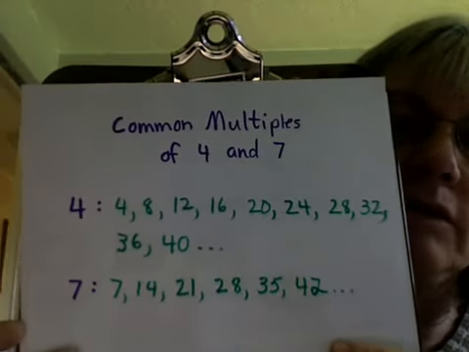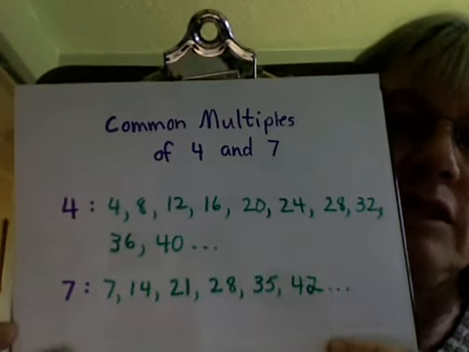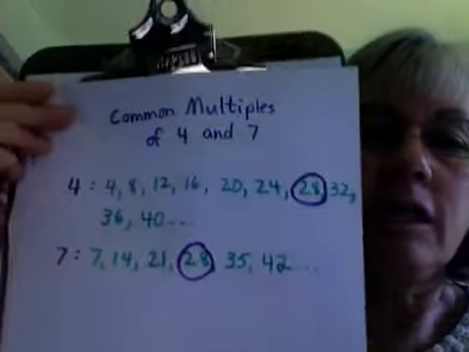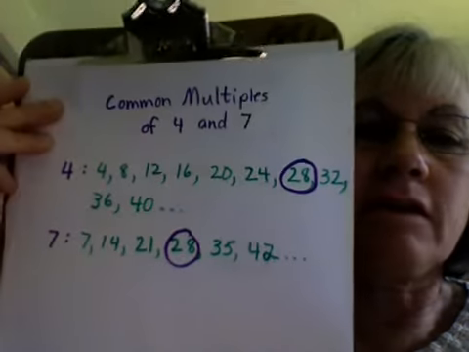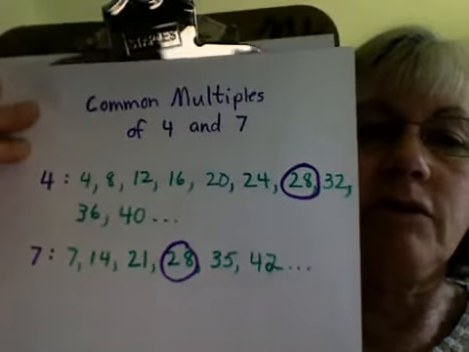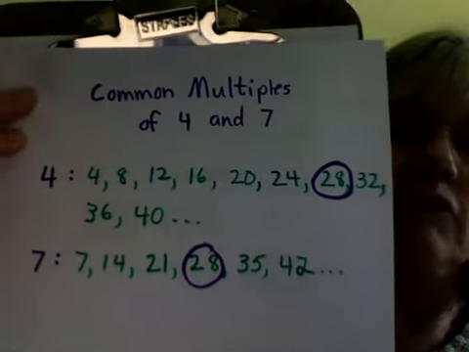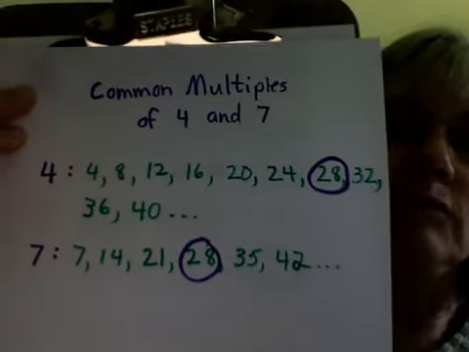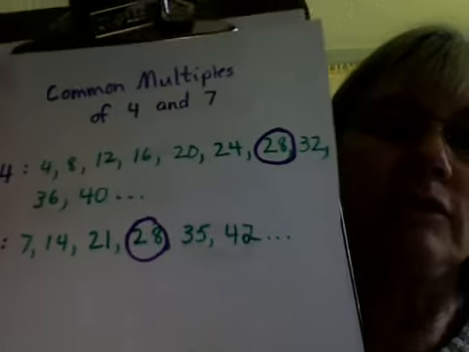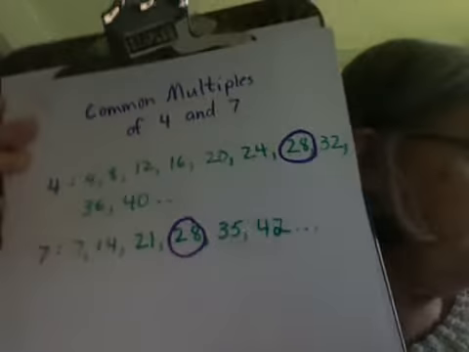And you've probably already found that in these two lists, what is a multiple of 4 that is also a multiple of 7? I'm sure you found it. It's 28. And we've circled those in our list. We would say that the one common multiple of 4 and 7 is the number 28. When you're counting by that number, that's a number you would land on with both 4 and with 7.